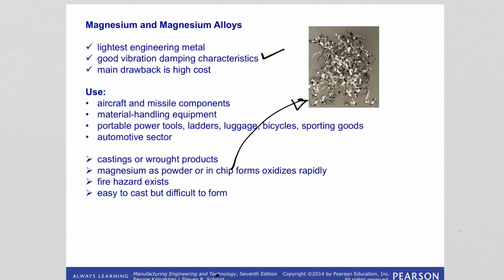I mean, the bulk form is not creating a fire hazard, but in powder or chip form, it creates a fire hazard. So we need to be careful when we are machining and grinding them. All right.